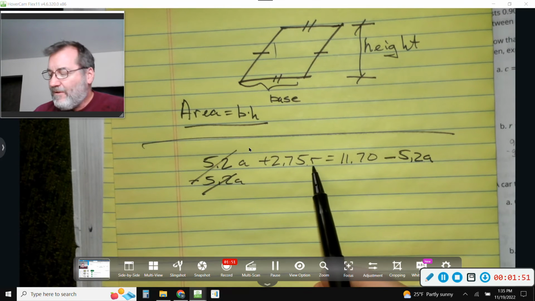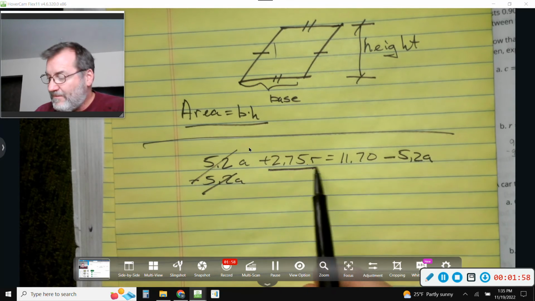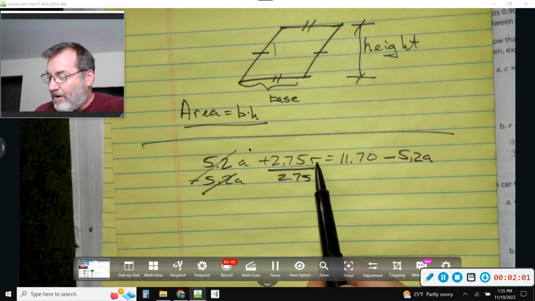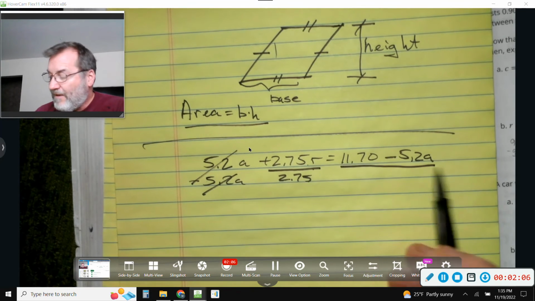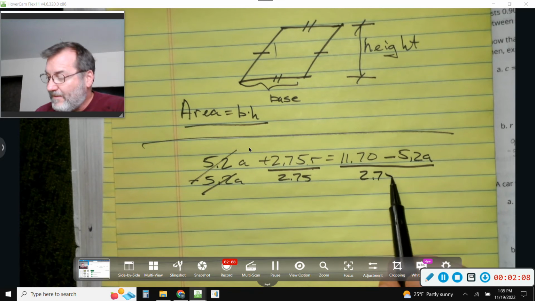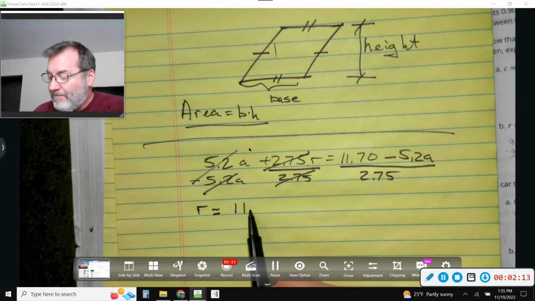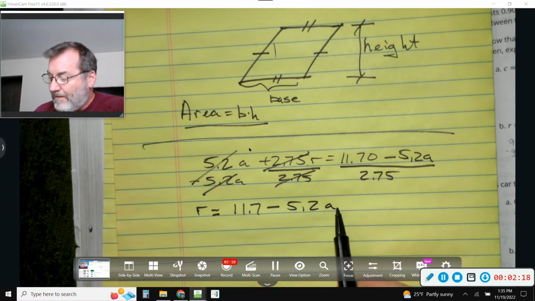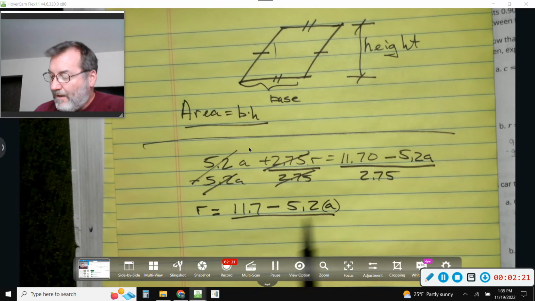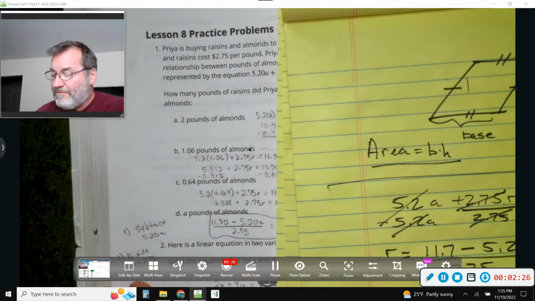And then I need to solve for R. Since 2.75 times R is what's going on, I have to undo that with division, and I'm going to divide by 2.75. R is the unknown, 2.75 is the coefficient of the unknown, and I have to divide both sides by that same thing. So what do we get out of this? We find out that R equals 11.7 minus 5.2a, divided by 2.75.